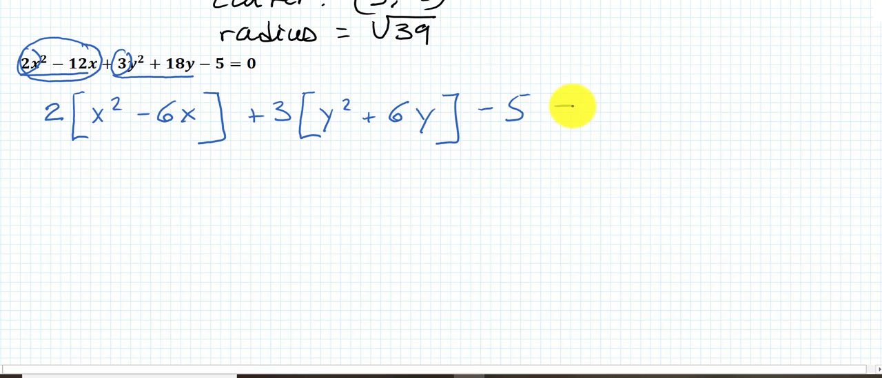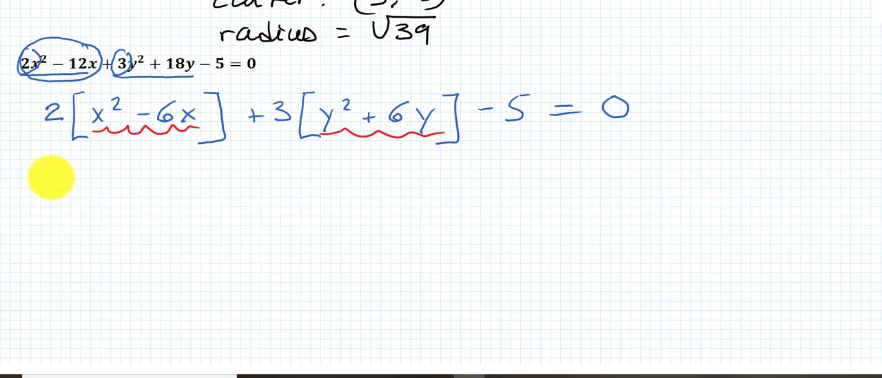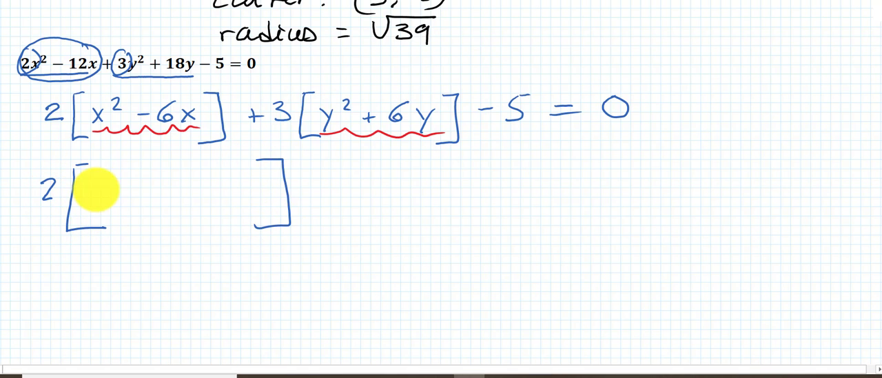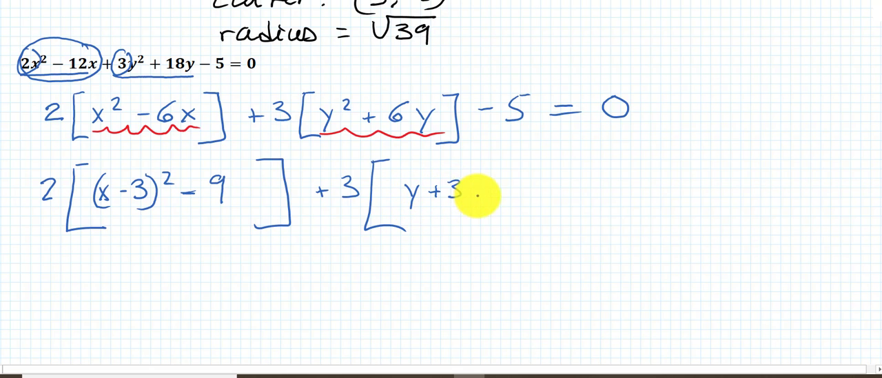Okay. And now what do we do? Well, now you're going to complete your square inside the brackets right here. All right, so let's do that. So it's 2 times. Okay, let's complete the square with this one. This is (x minus 3) squared minus 3 squared is 9. Okay, plus 3 times. So what is that? This is (y plus 3) squared minus 9. All right, and then minus 5 equal to 0.